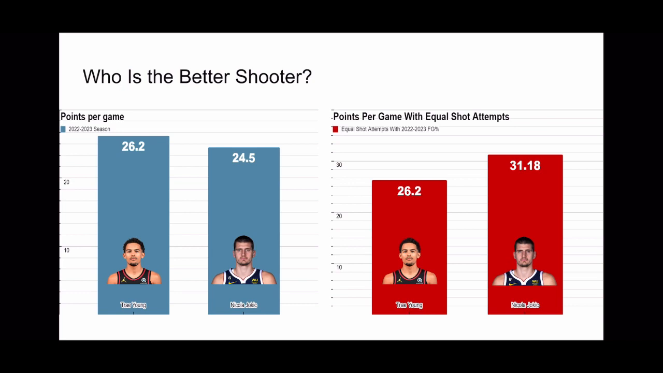Now this is a perfect example of the Simpson's Paradox. One graph is true, the second graph is true as well, but they both tell drastically different stories.